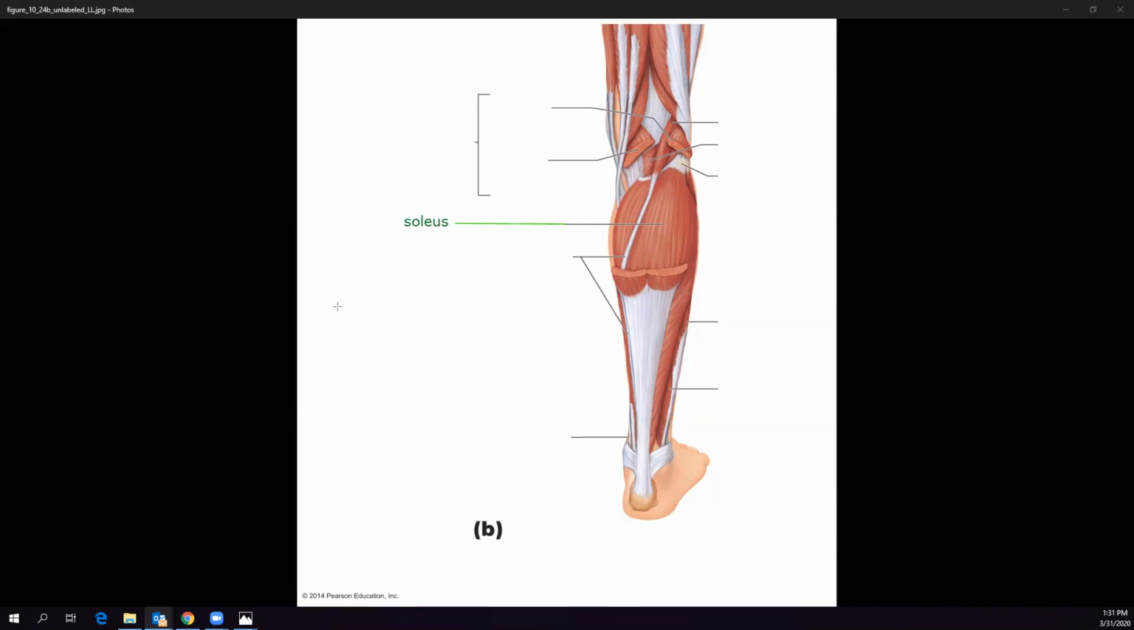Okay, so there's the soleus. And now we're going to take those muscles away, and we're going to look at the last 3, and then we're done, you guys. Look at that, only half an hour.